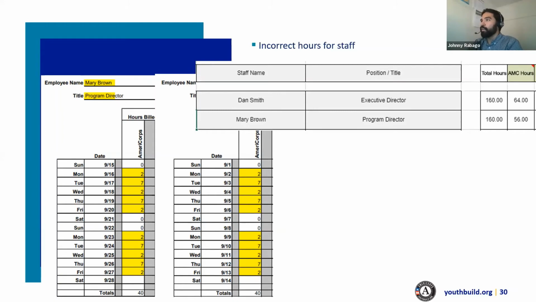Something's off here, whether the timesheets are off or the staff summary is off. Something went wrong. Perhaps we need to resubmit the timesheets. You can usually tell by the column with AmeriCorps, it's highlighted yellow. The total hours seem fine, but just the AmeriCorps hours seem off. 56 versus 80.